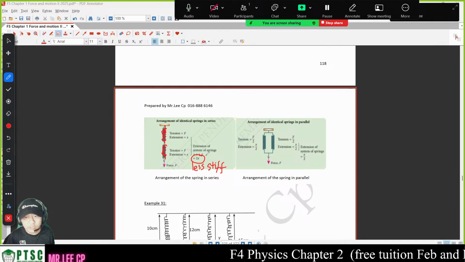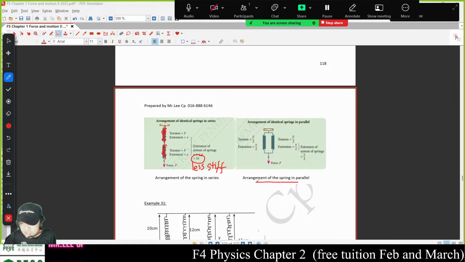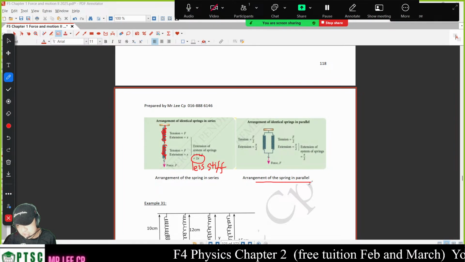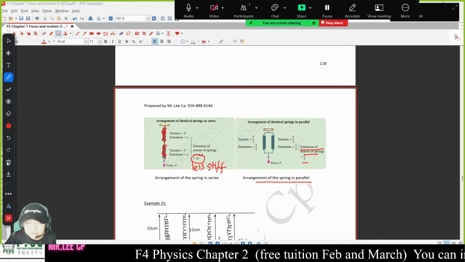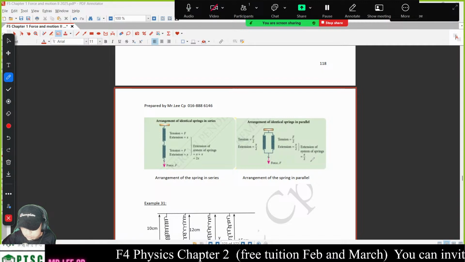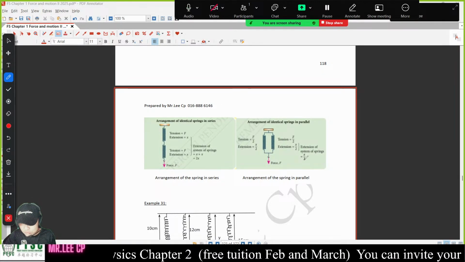Later we are going to do the calculation, no worry. Now, if you arrange the springs in parallel, the extension of the spring is half from the original. So it will become x over 2. This one will become 2x. This one will become half of the x.